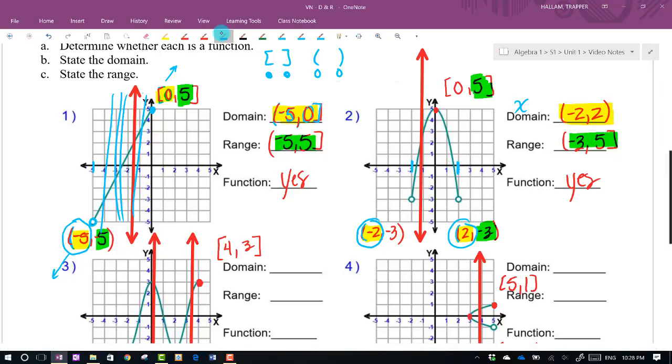So I'm going to switch my color. Now we're going to look at the range and define how far up and down we can find this function.